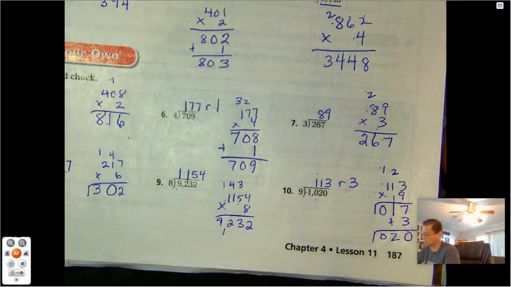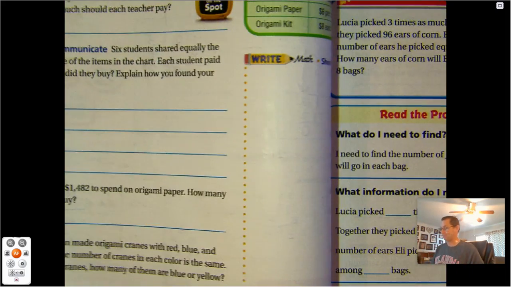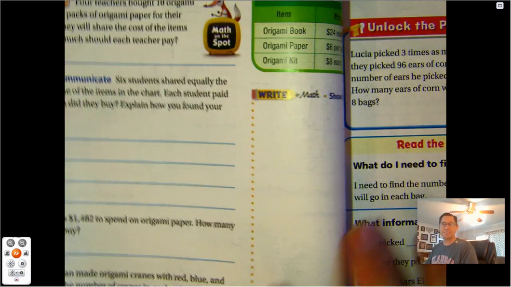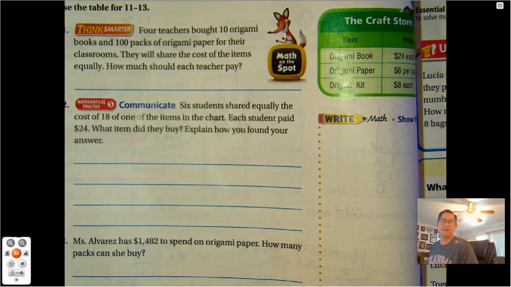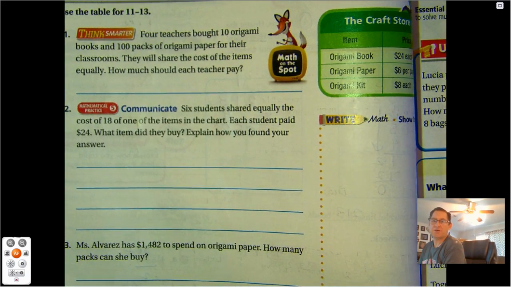Page 188. Okay, so 4 teachers bought 10 origami books and 100 packs of origami paper for their classrooms. They will share the cost of the items equally. How much should each teacher pay?